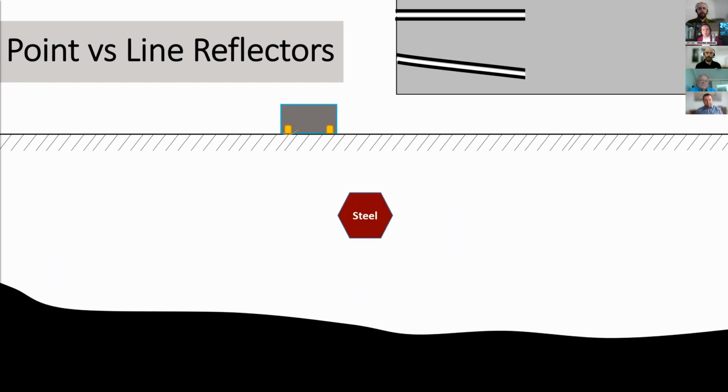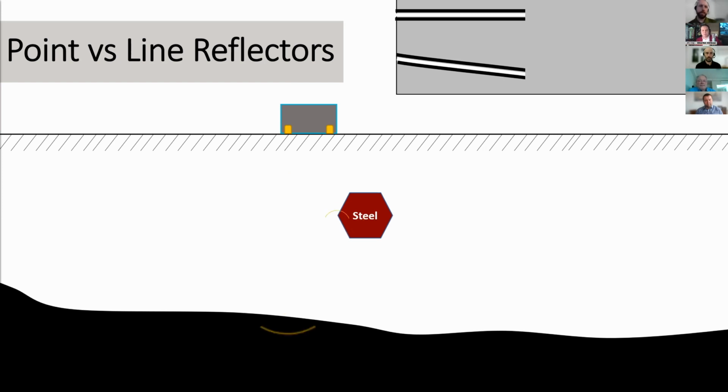Now, if we instead look at an embedded object, so this might be a reinforcing bar embedded in a concrete structure, or it may be a steel pipe we've crossed at 90 degrees with a utility radar, this is where we see our characteristic hyperbolic reflection.